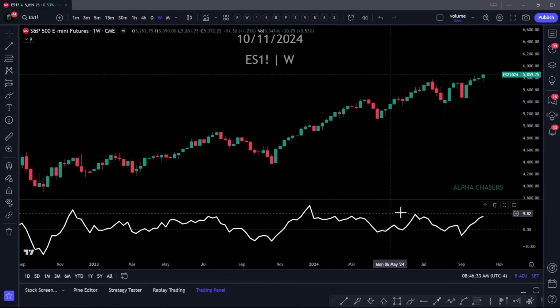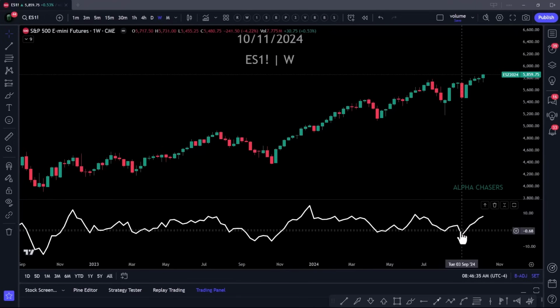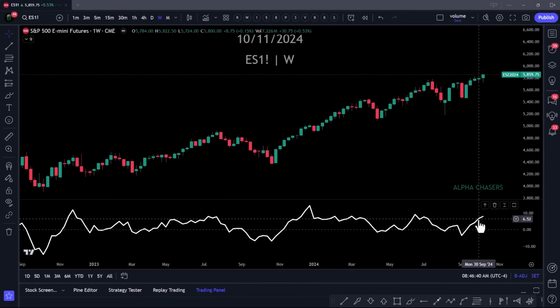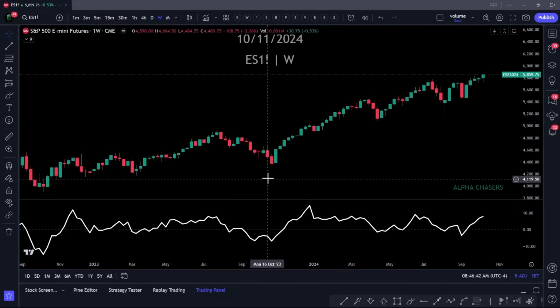I'm not really looking for divergences here. All I'm doing is using a demarcation line. Am I above it? Yes. Am I below it? No. Also, if it is rising, it does mean that you're probably going higher.